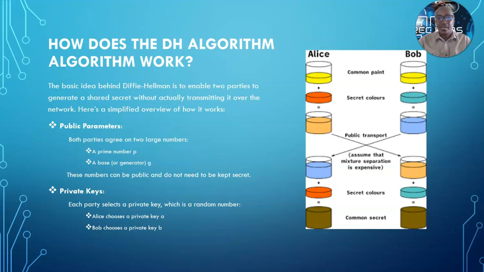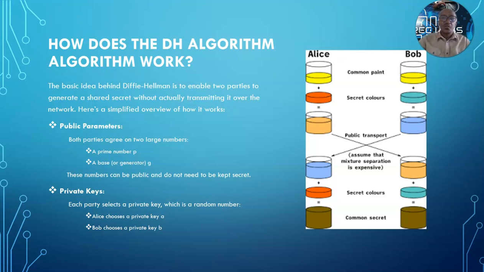For instance, you can select 5 as a generator, and let's say 23 as a prime number. If you look at the properties of 5 and 23, the divisors of 5 are 1 and 5, and of 23 are 1 and 23. So the greatest divisor they share is 1. Then the generator should be less than the prime. They can actually be left as fixed values. These numbers can be public and do not need to be kept secret, meaning they are published and you can reuse them.